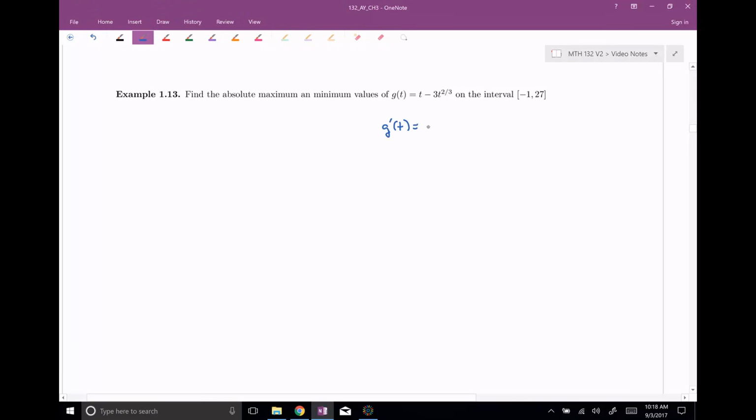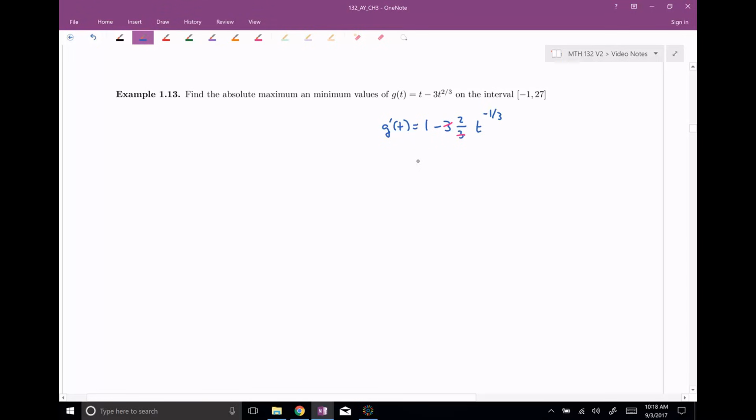So the derivative of t is going to be 1. The derivative of the second term, I'm going to have this -3 along for the ride. This 2/3 is going to drop down. And then I'm going to get t to the, and I have to reduce my power by 1, I'm applying the power rule here, so that's going to be -1/3. So you can see there's going to be a little cancellation. There's 3 on top and 3 on bottom.